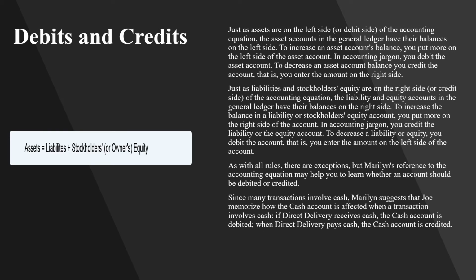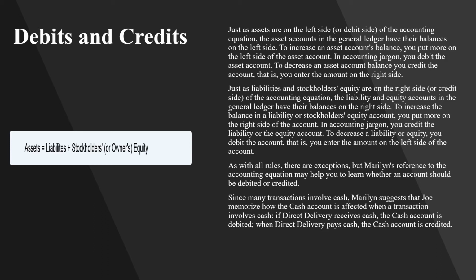Just as assets are on the left side, or debit side, of the accounting equation, the asset accounts in the general ledger have their balances on the left side. To increase an asset account's balance, you put more on the left side of the asset account. In accounting jargon, you debit the asset account. To decrease an asset account balance, you credit the account, that is, you enter the amount on the right side.